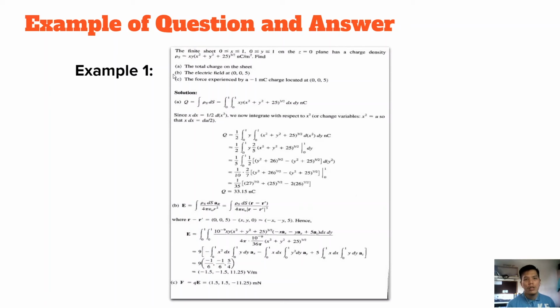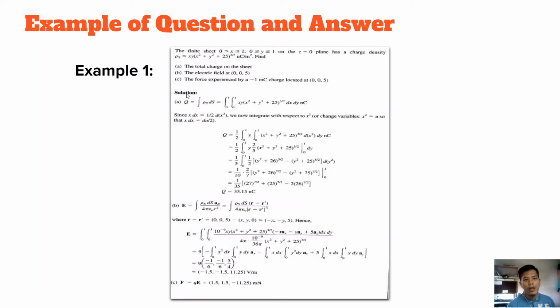My part is about to explain an example of question and answer. So for my video assignment, I will explain this example. The question is, so you can see the question. The question wants us to find the total charge on the sheet, the electric field at 0.05, and the force experienced by a negative 1 microcoulomb charge located at 0.05. So this is the question, three questions.